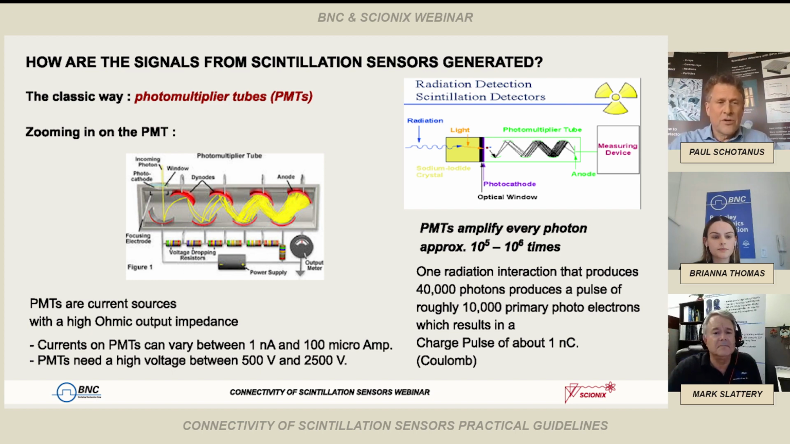Photomultiplier tubes are current sources, and they have a high ohmic impedance. So the current in a photomultiplier tube can roughly vary between 1 nanoamp and roughly 100 microamp. So the photocurrent is really low current. Photomultiplier tubes need voltages between roughly 500 and 2,500 volts. So we need that voltage to give the dynodes each an increasing voltage to start the multiplication process in the tube.